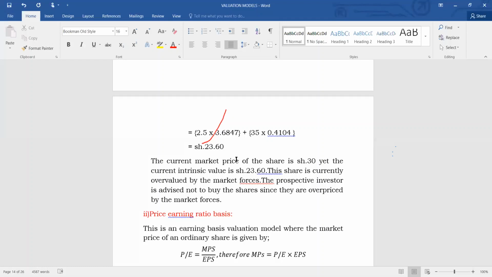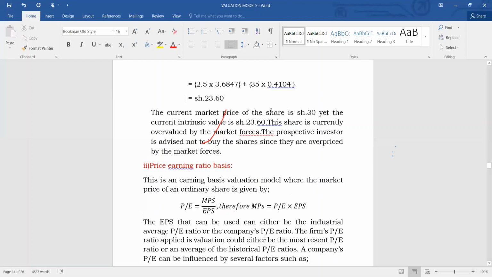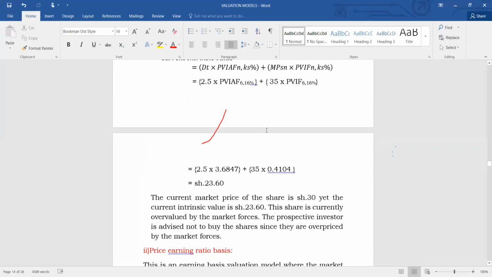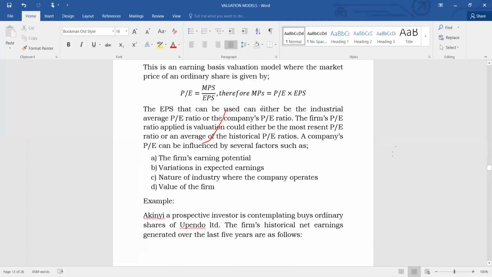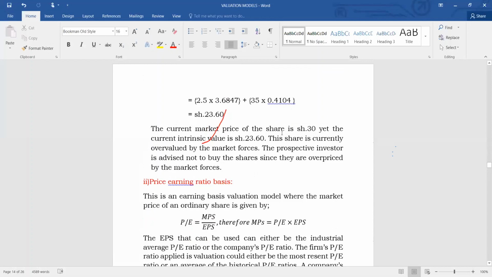It's overvalued. And where a share is overvalued, we discourage prospective investors from buying the shares because they are overpriced at that time. They are expensive to buy. So since the market price of 30 shillings is higher than the intrinsic value, we conclude that this share is currently overpriced. And therefore we can discourage Onyango. Was it Onyango or who was this investor? Omondi. We can advise Omondi not to buy the shares of this company now because they are overpriced.